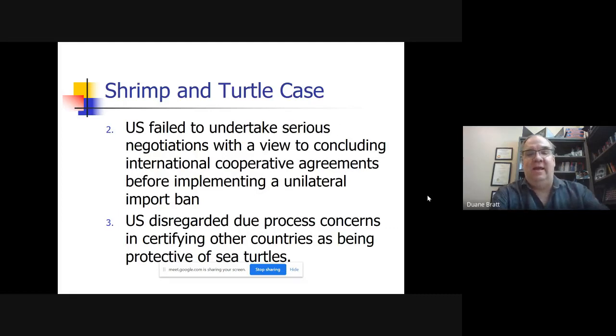The second is, if this was really about protecting turtles across the world, the US should have undertaken serious negotiations with other countries like the Indians and the Malaysians and the Pakistanis before it implemented its import ban. And there were also some due process concerns around the certification of shrimp.